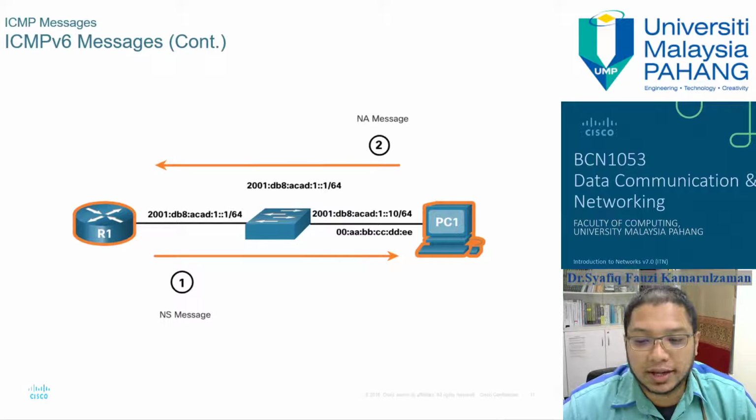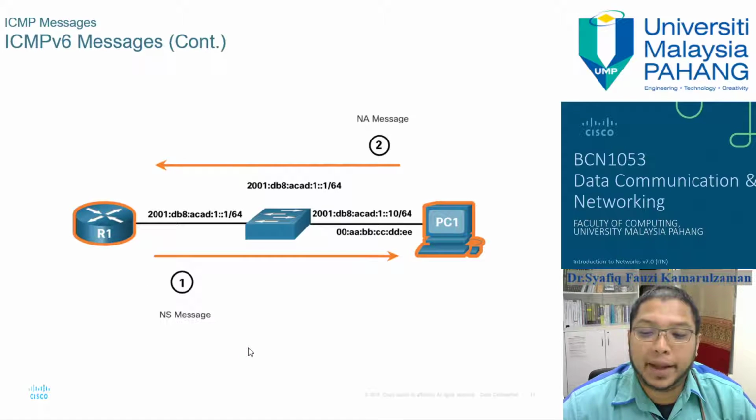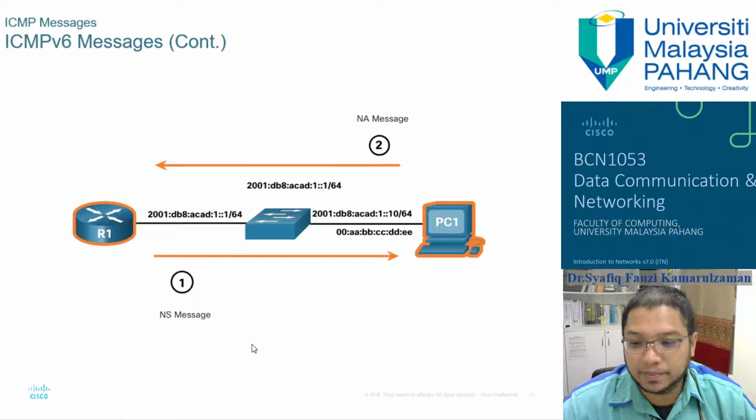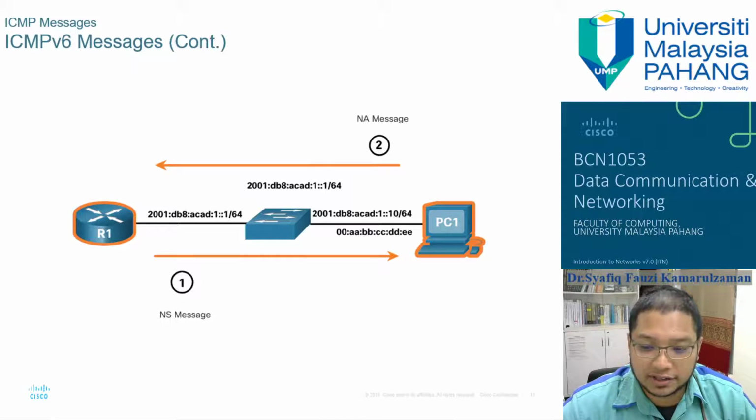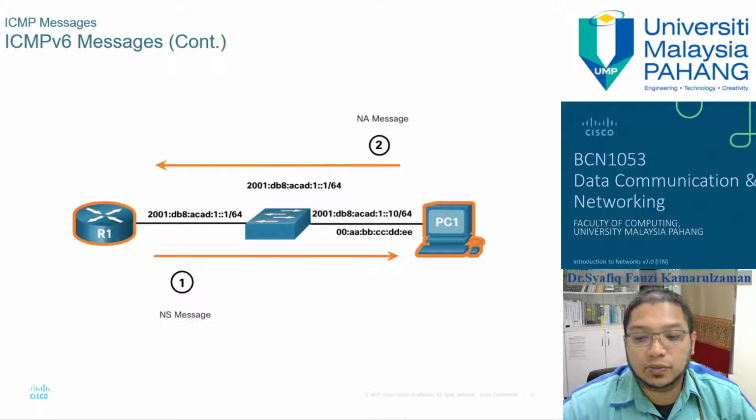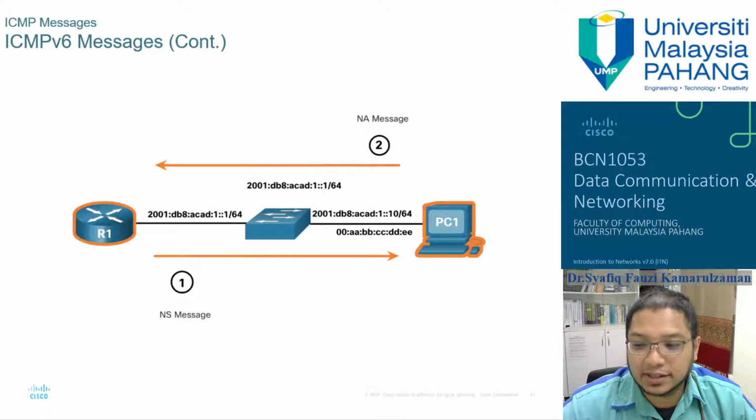In this case, let's check your understanding. Determine the MAC address for the destination. To determine the MAC address for the destination, the device will send an NS message to the solicited node address. The message will include the known targeted IPv6 address. The device that has the targeted IPv6 address will respond with an NA message containing its Ethernet MAC address.